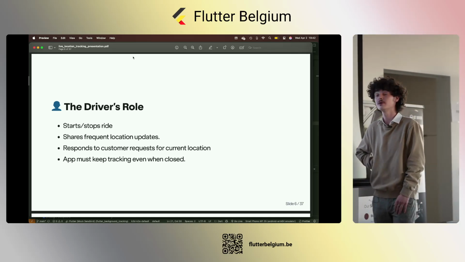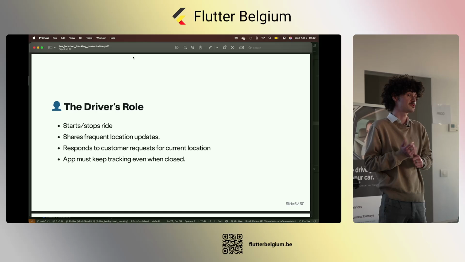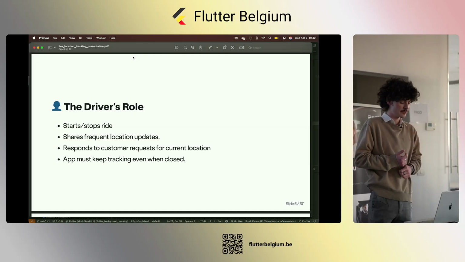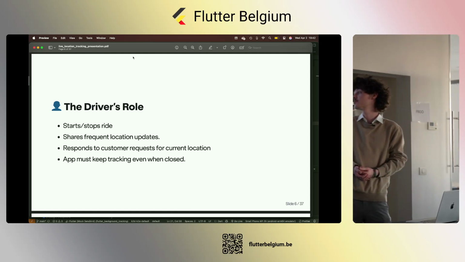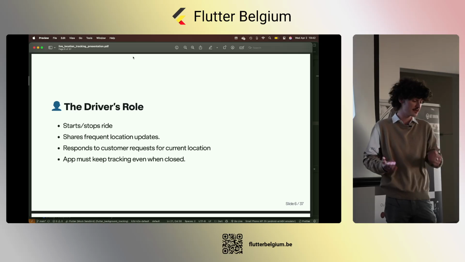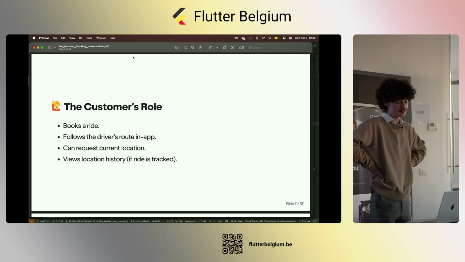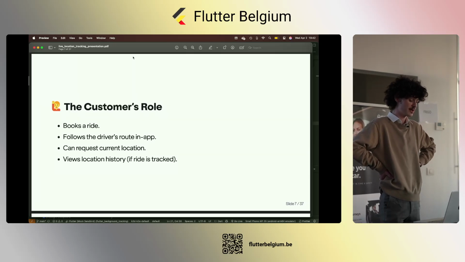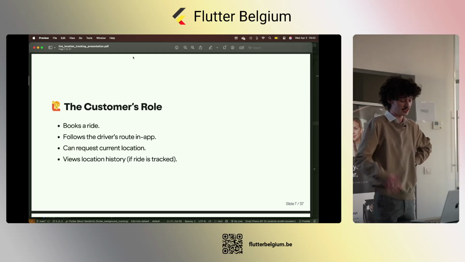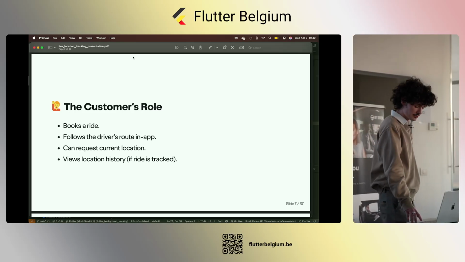So a little recap: we have two users, two personas, for this proof of concept. The driver is the one who starts a ride and therefore also shares his location. He can respond to the location request, and again, the app must keep running even when terminated. Then you have the customer. He books a ride and can follow the driver's route in the app. He can request the current location and view the history, like mentioned before.